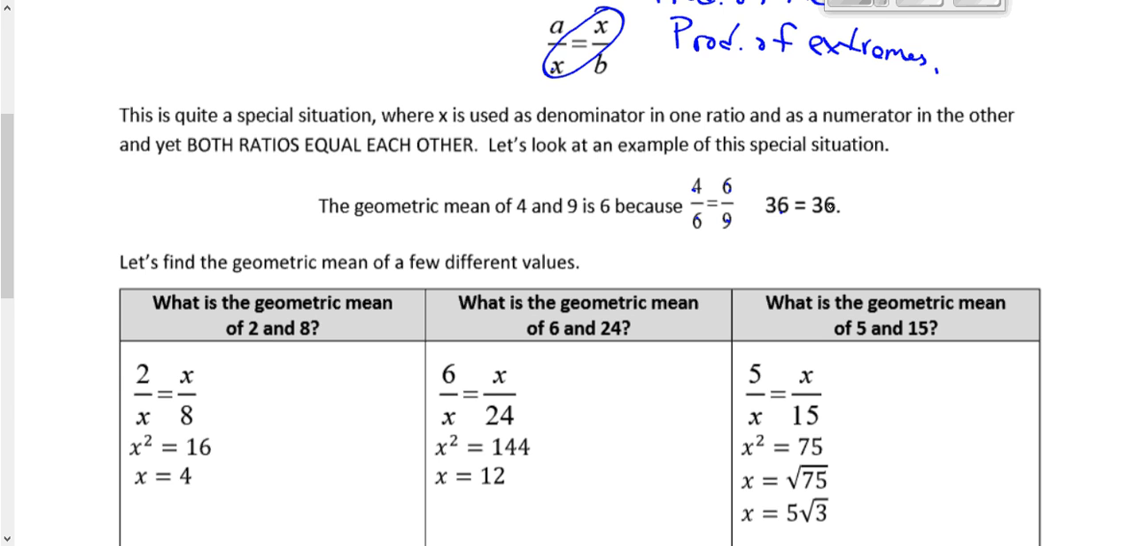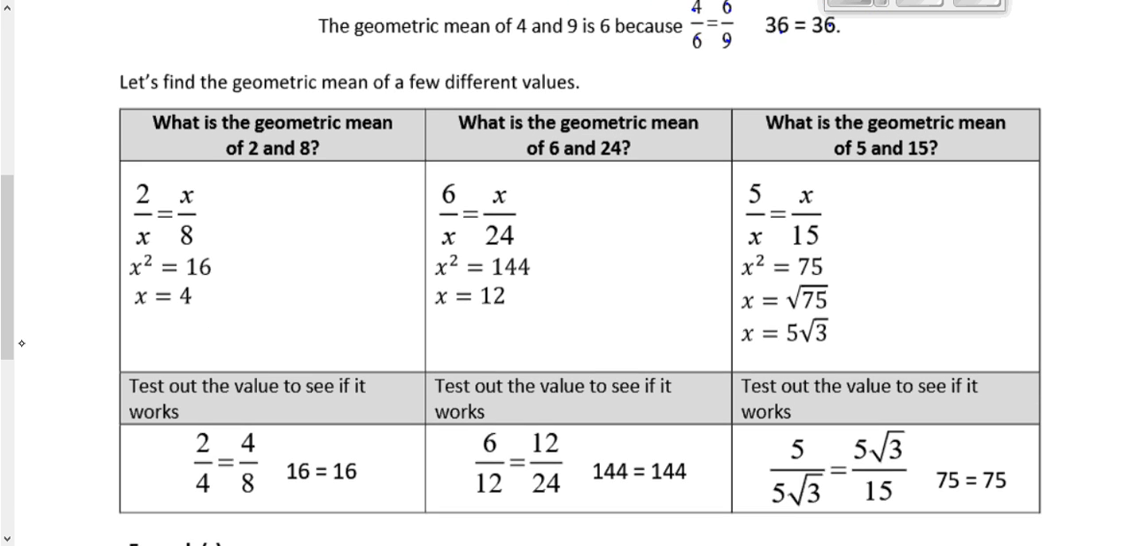The geometric mean is not quite like the algebraic mean. What do you do with the algebraic mean? You add them up and divide by 2 in this case. So we're not quite doing that, but this does have an application out in the real world, and in certain financial applications as well.